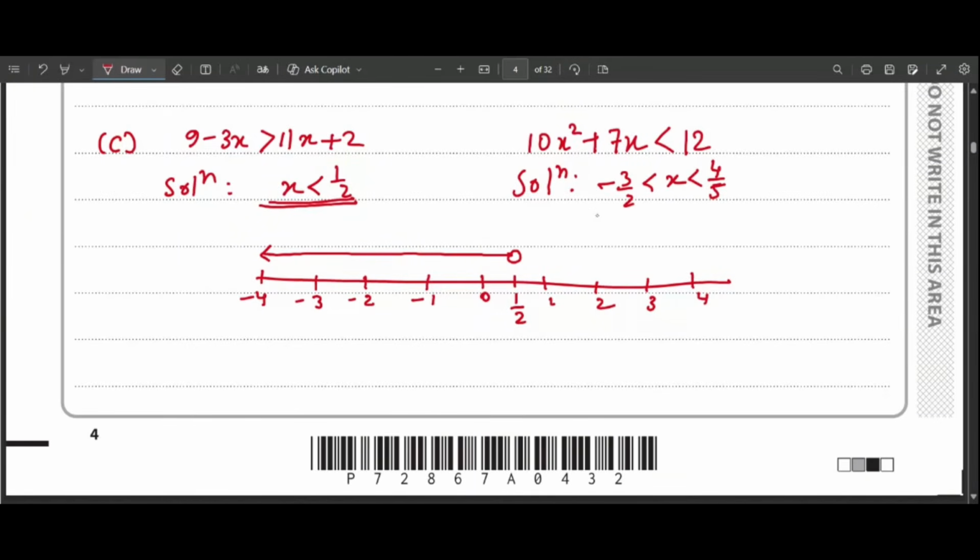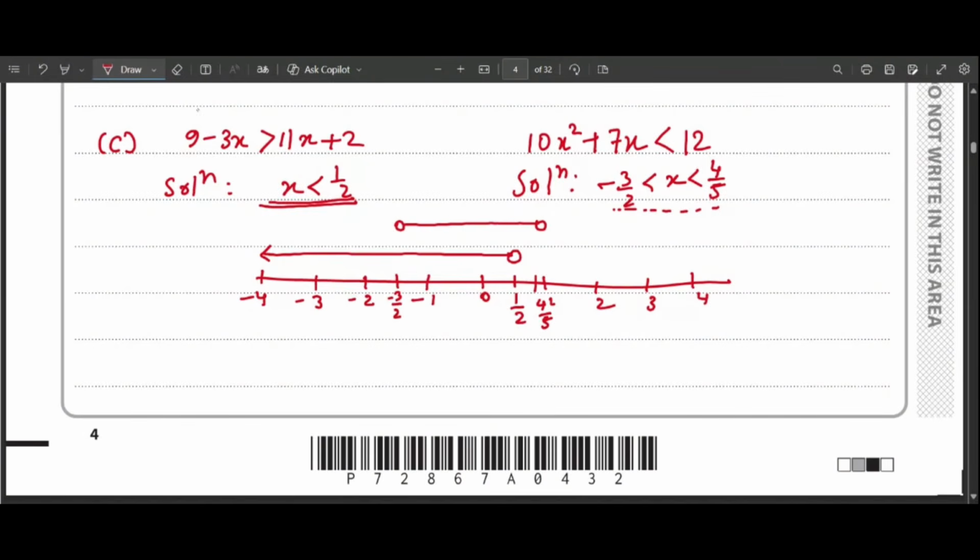Now for the next range, I have to plot 4 by 5 and minus 3 by 2 on our graph. So minus 3 by 2 is equal to minus 1.5. Minus 1.5 lies here. Now for 4 by 5, we know that 4 by 5 is equal to 0.8. So 4 by 5 will occur here. So this is our range for our part B.